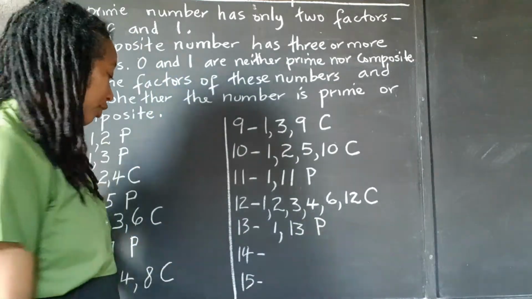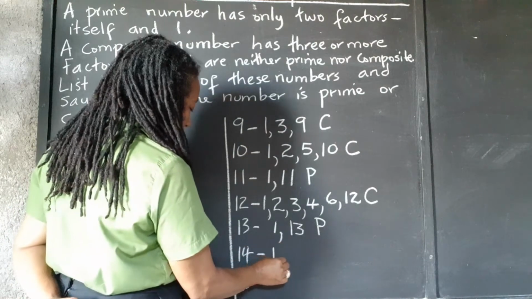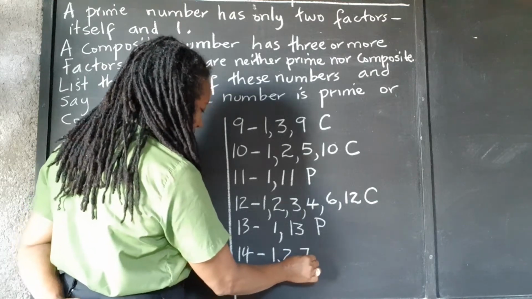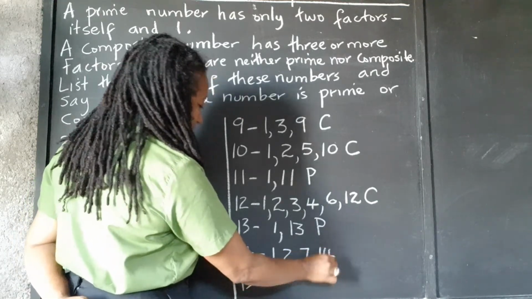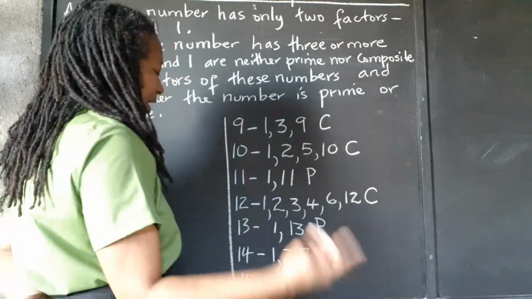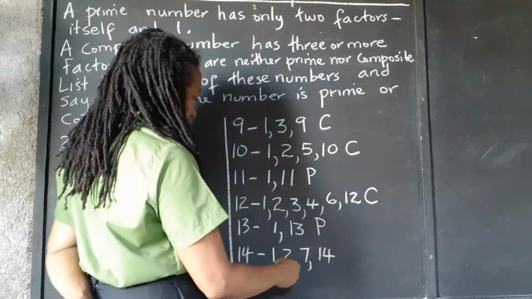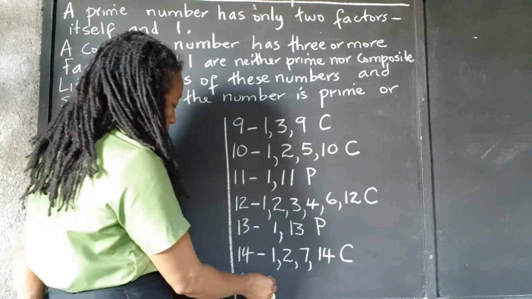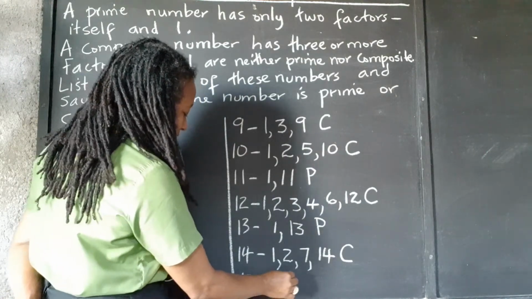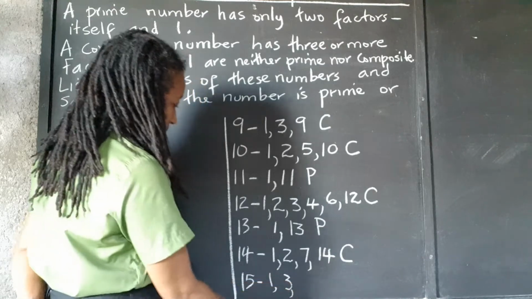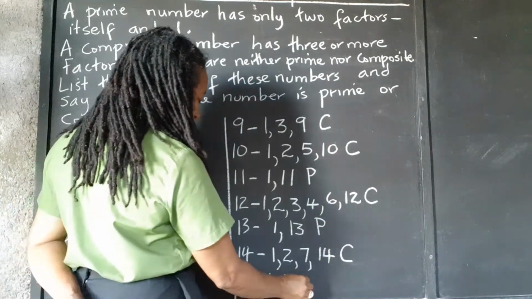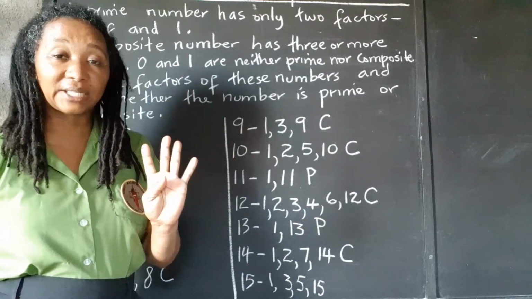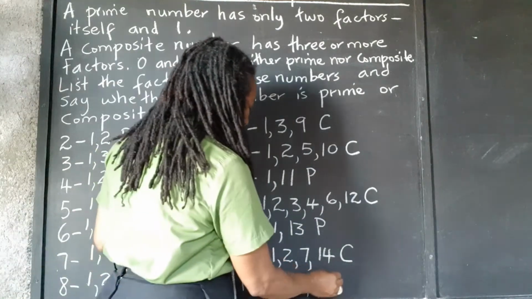We have 2 to go. So number 14, let's see. 1 can go. 2 can go. 7 can go into 14. 14 can go into itself. So already we see it cannot be prime because it has passed 2 factors. So it is composite. And for 15, 1 can go into 15. 3 can go into 15, 5 can go into 15, and 15 can go into itself. 15 has 4 factors, so we know that it is composite.